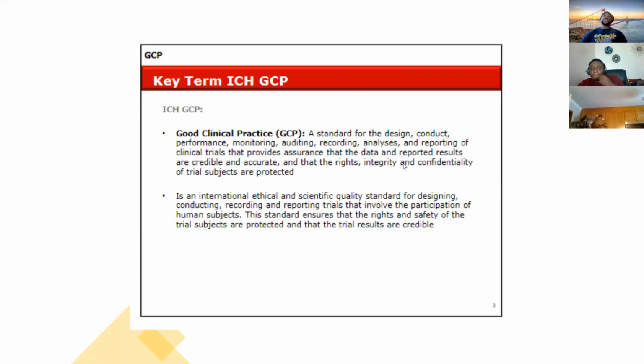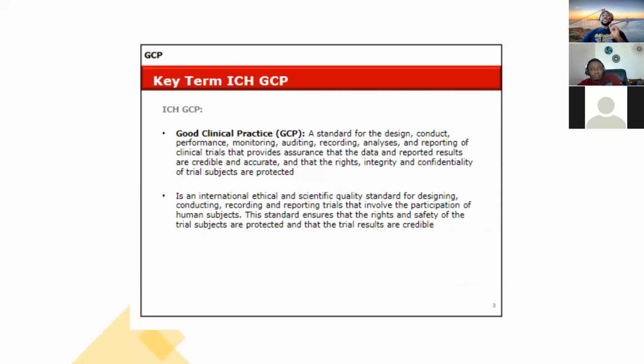So, key terms: ICH, GCP. GCP is a good clinical practice standard designed for the conduct, performance, monitoring, auditing, recording, analysis, and reporting of clinical trials that provide assurance that the data and the reported results are credible and accurate, and that the rights, integrity, and confidentiality of trial subjects are protected.